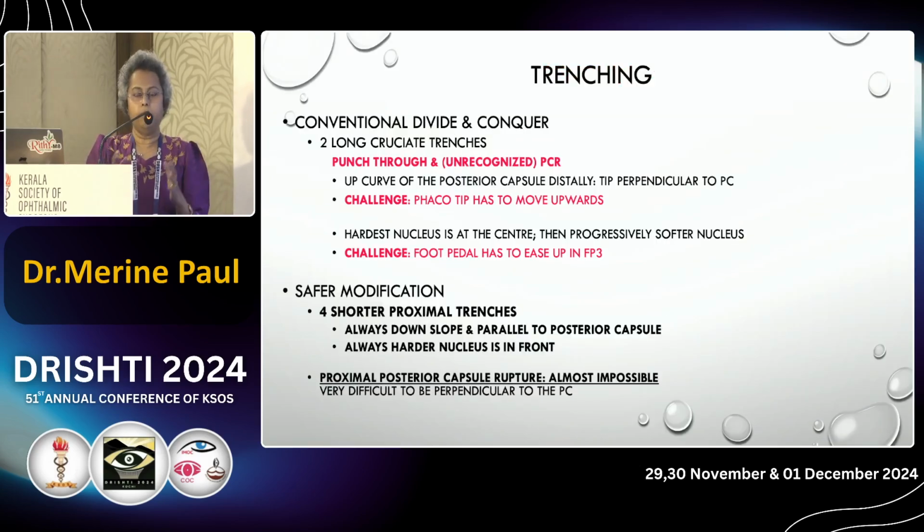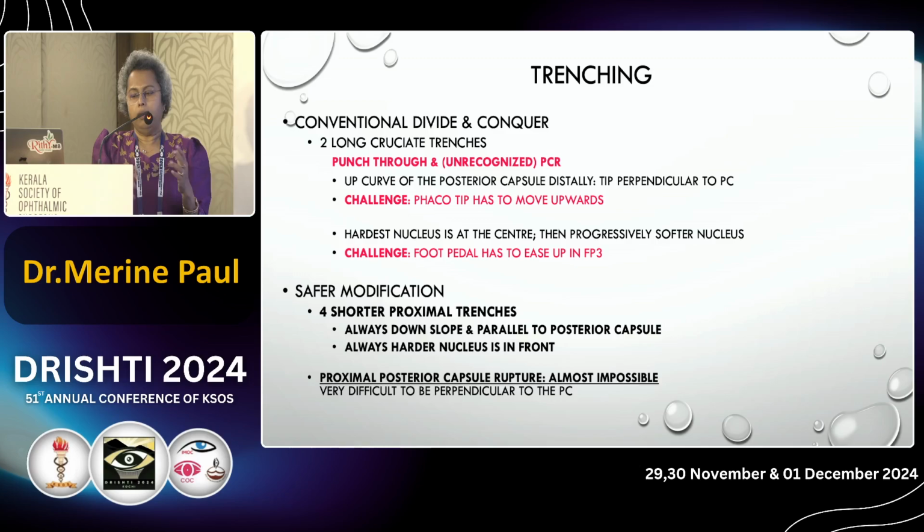Now let's talk a little bit about trenching. In conventional divide and conquer, we have two long cruciate trenches, and the problem with that is that while you go down and then go further in, as a beginner, you tend to forget that the lens is a prolate thing, right? So when you go down, you should actually go up, but because you're starting off, you forget that, and then you can get into a punch through PCR.